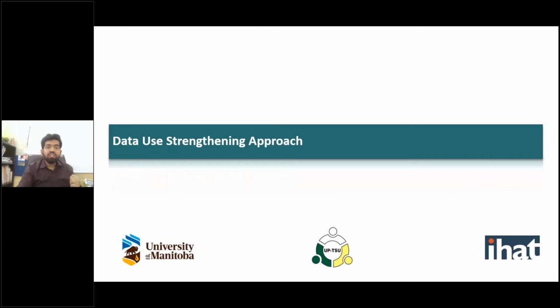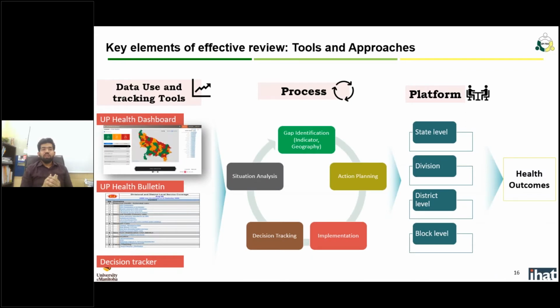Next is the data use strengthening approach, where we have come up with tools like the UP Health Dashboard. This is again based on UPHMIS. UPHMIS hosts the UP Health Dashboard, the UP Health Bulletin, and the Decision Tracker. The Decision Tracker is something with which program managers can track whatever decisions they have made. We established a process in the form of a guideline on how to review the data.